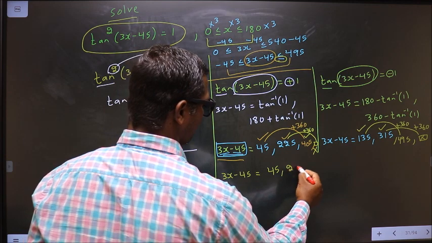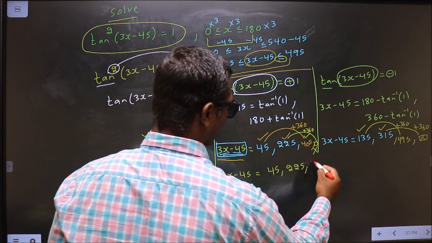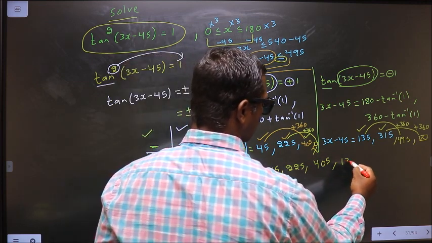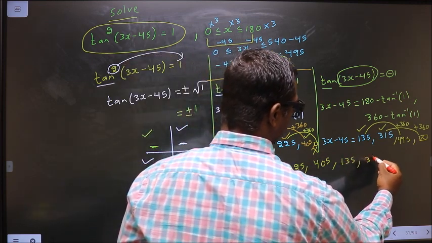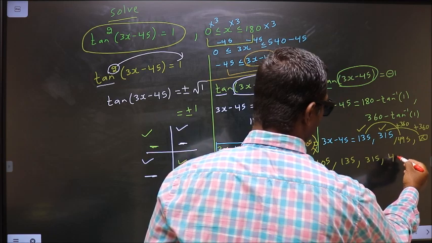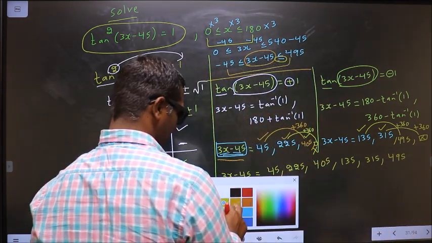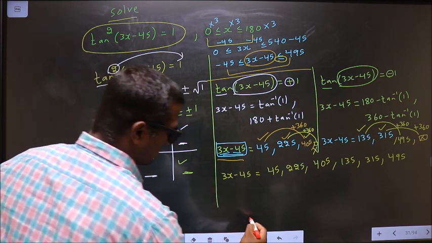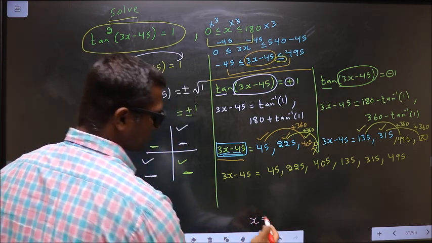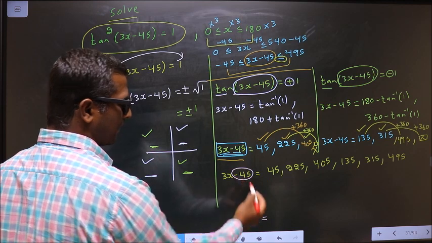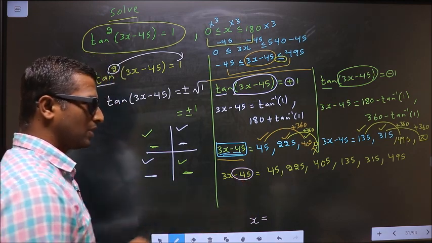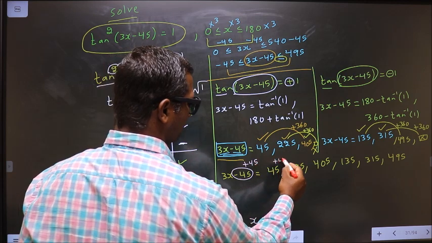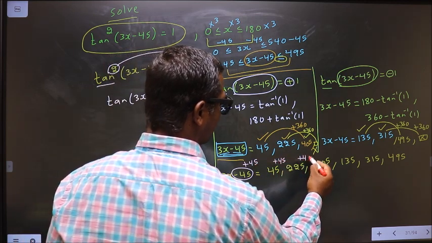45, 225, 405, 135, 315, 495. Now to get the values for x, first I should remove this minus 45. To remove minus 45, I should add 45 to each number.